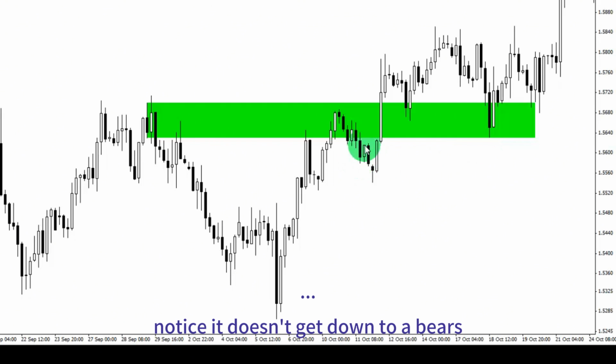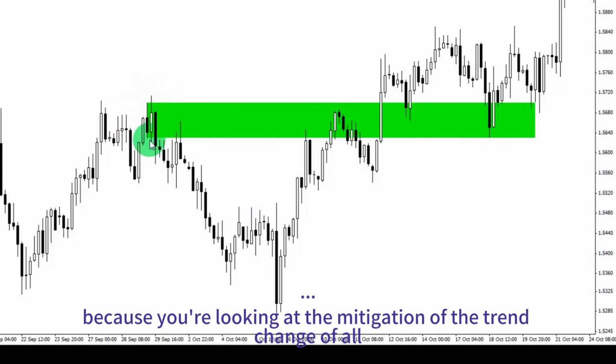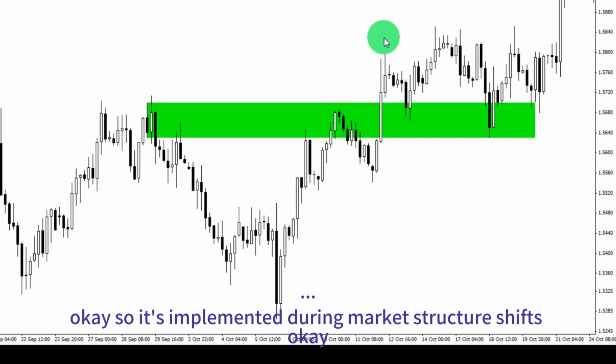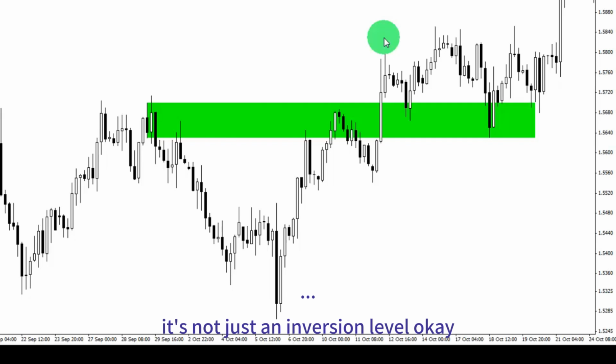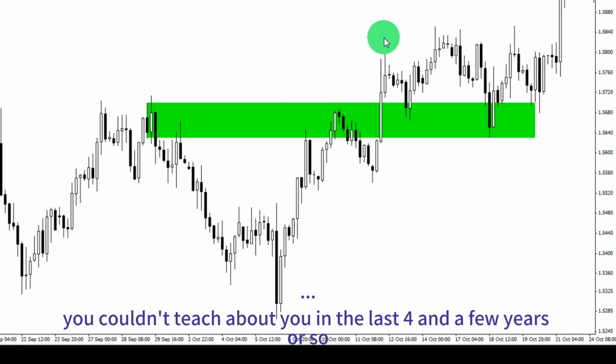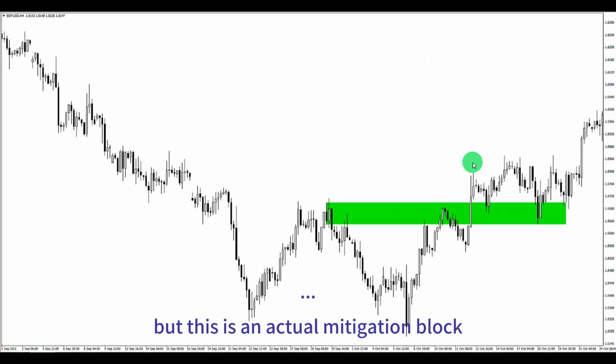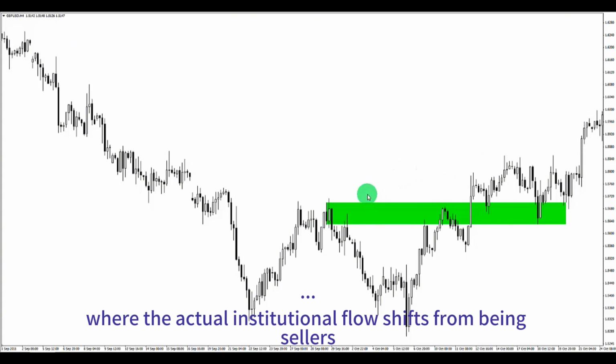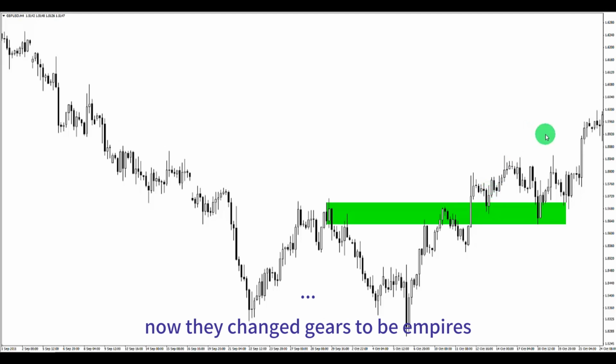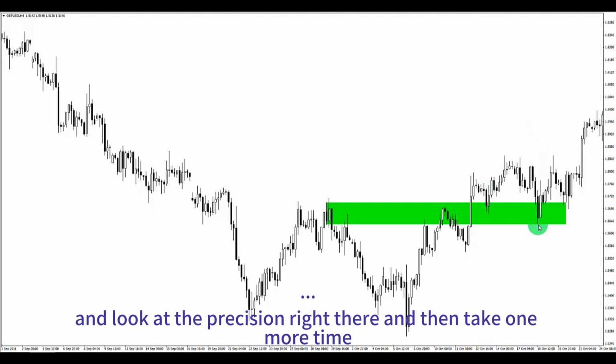Notice it doesn't get down to a bearish order block here because you're looking at the mitigation of the trend change overall. So it's implemented during market structure shifts. It's not just an inversion level, like a standard key support resistance level you heard me teach about the last 4.5 years or so. But this is an actual mitigation block where the actual institutional order flow shifts from being sellers. Now they change gears to being buyers. Look at the precision right there.